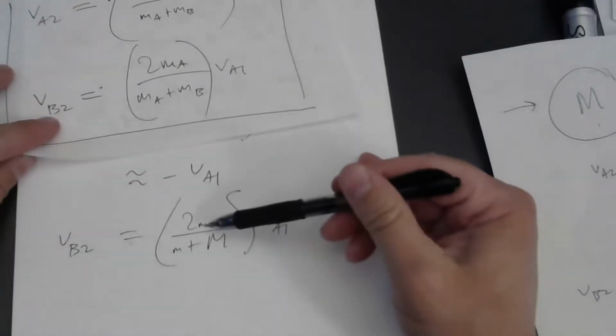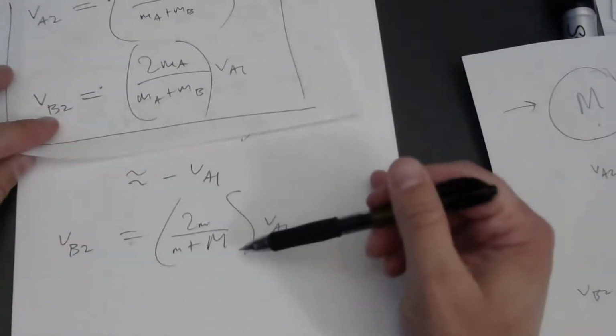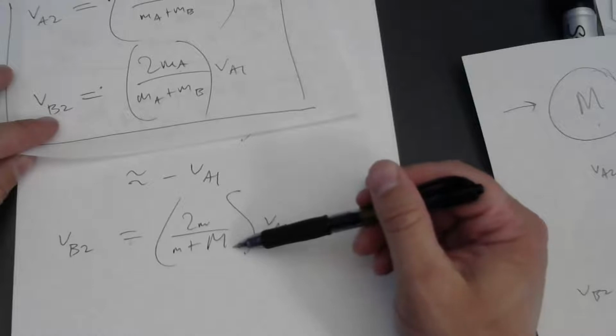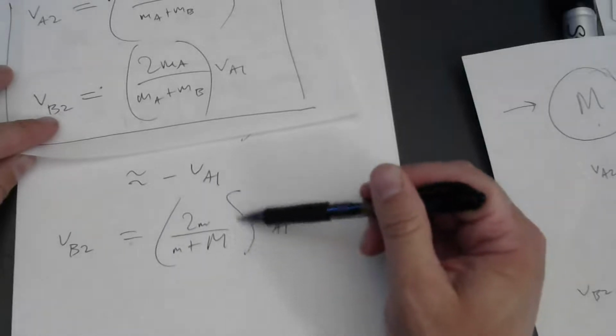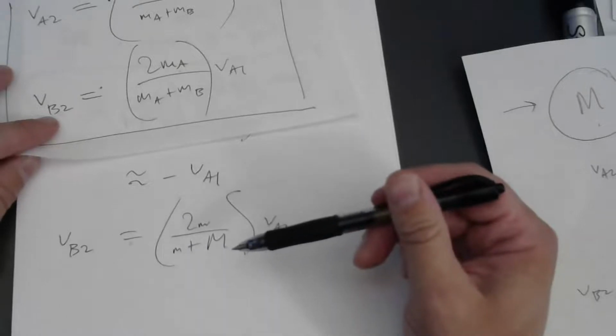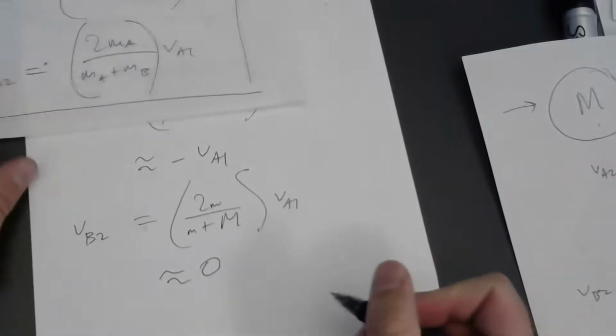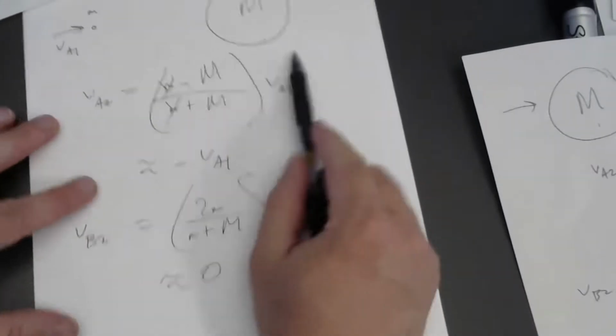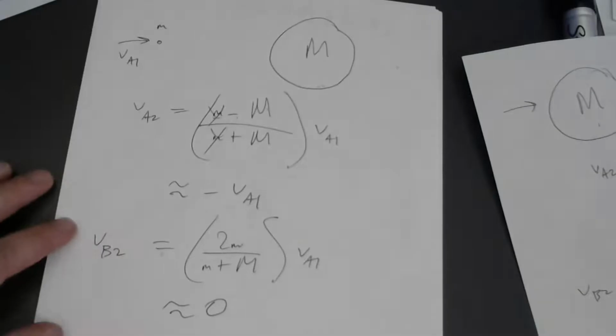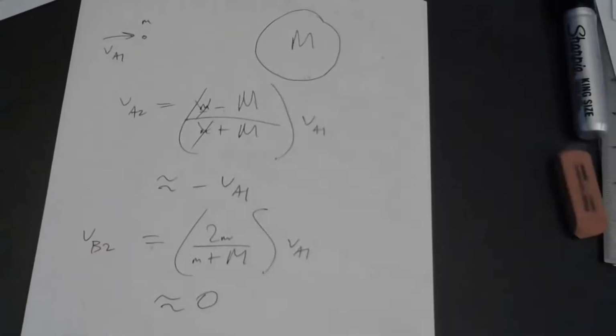And once again, if this is 0.001 and this is 1,000, you're looking at a fraction like 2 millionths, 0.00002, which is practically 0. So as expected, this one barely moves at all. It's nice to see that these formulas predict a result that we would expect anyway, based on our common experience, or common sense.